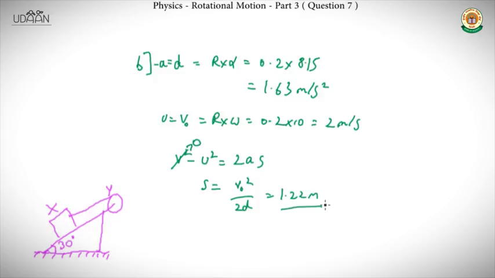In this question again we saw the combination of translational and rotational motion, as well as a rope, so the concept of tension was also involved. These kinds of questions are quite important from the JEE point of view. That was question number 7.